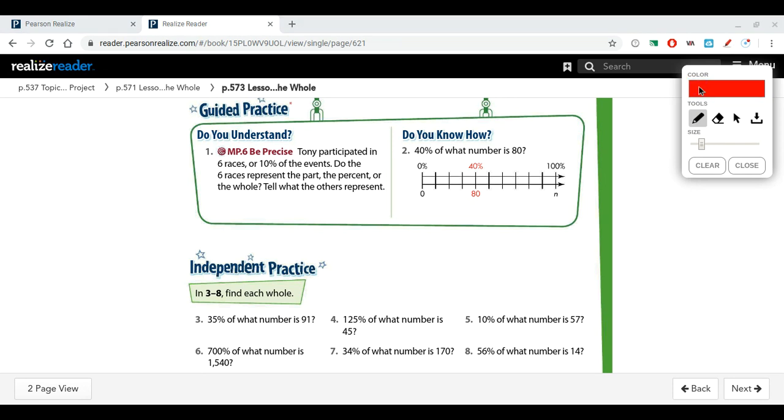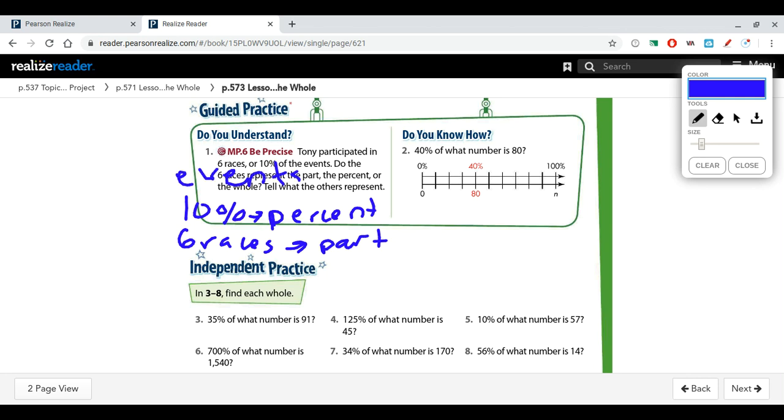So if we take a look at what we have, I have 10% of the event. The 10% represents the percent, because it has the percent sign. The 6 races represent the part. And the events represent the whole, because I only know part of it, the 6 races, and I don't know the rest of the events.